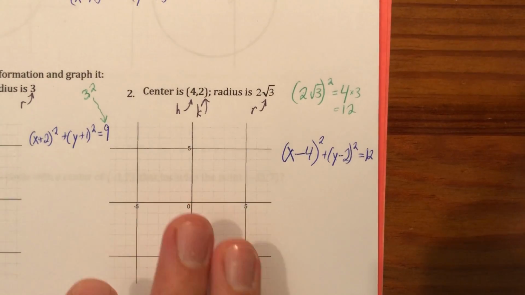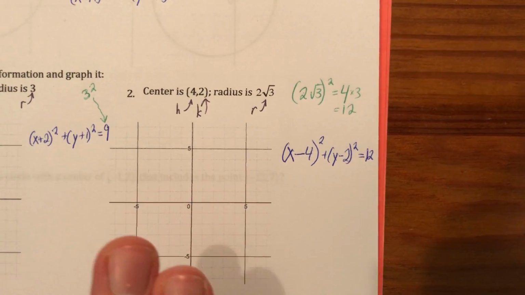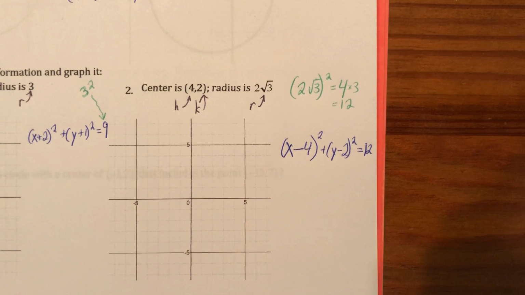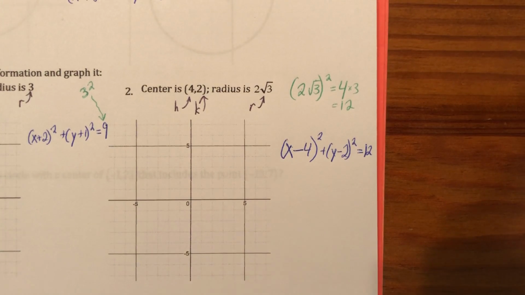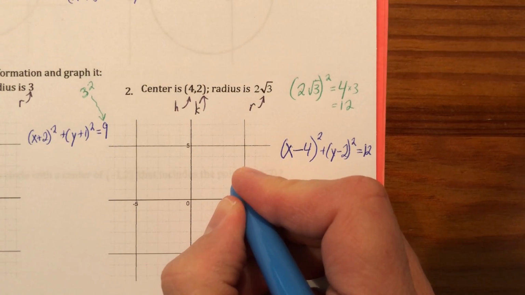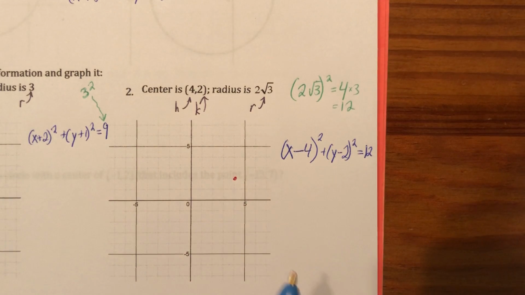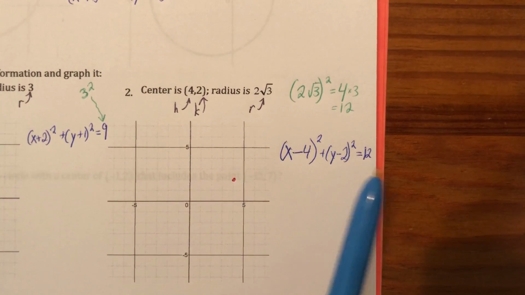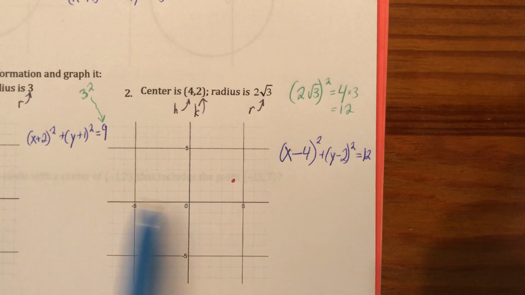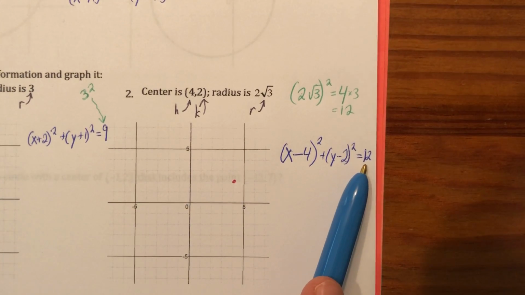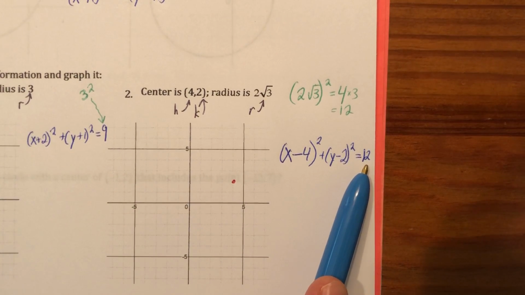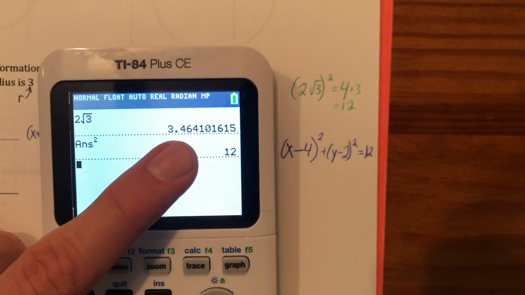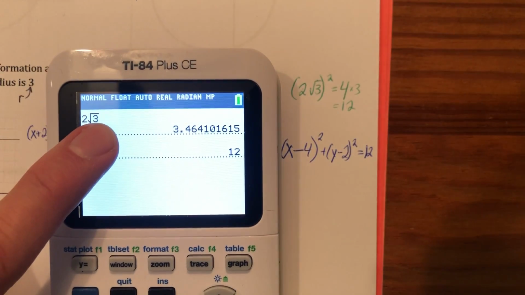So now that we've written it, let's draw the graph based on what we have. So the center is at 4, 2. And the radius is 2 times the square root of 3. So when we square it, we get a 12. It's easy to look at this and say, oh, 12, I got to count 12 and 12. No, you count the square root of 12, which could be this, or we could write it like this.